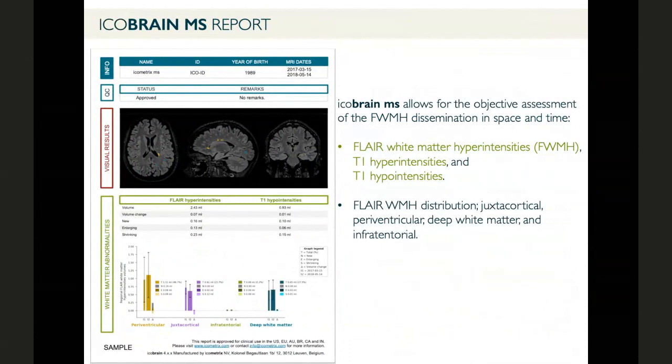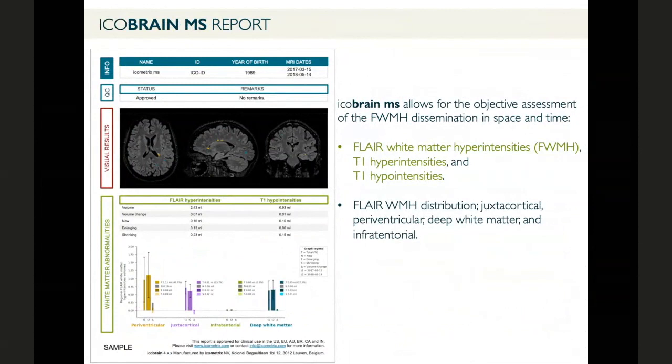We also have some visual results, which is just like a snapshot teaser of the complementary DICOM segmentations that we also return to your packs. And then we have, of course, the most important part, the white matter abnormalities. For MS, we really objectively assess the flare white matter hyperintensity dissemination in space and time by providing information on the flare white matter hyperintensities, the T1 hyperintensities, or the contrast enhanced T1 lesions, and T1 hyperintensities or black holes.